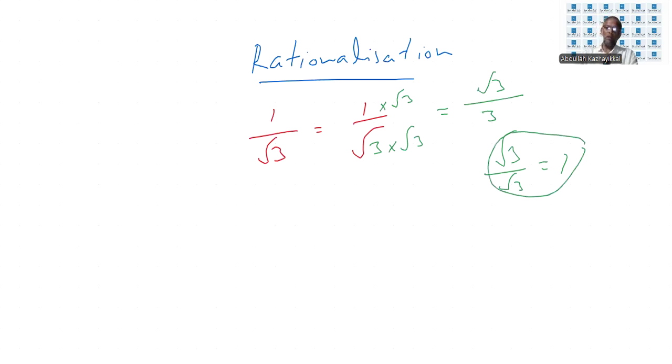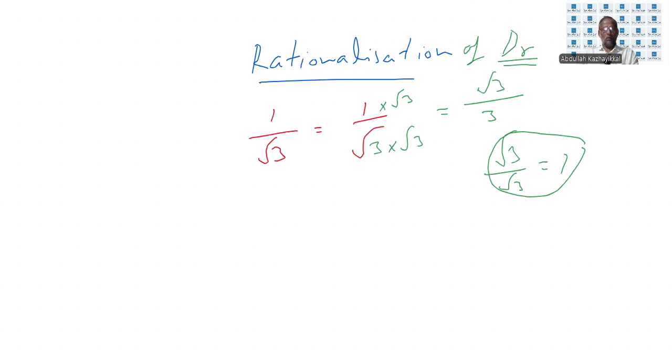That means the numerator is an irrational number, but the denominator is a rational number. We don't want the denominator to be an irrational number. That is the only thing I am talking about. Rationalization of the denominator, not the numerator.